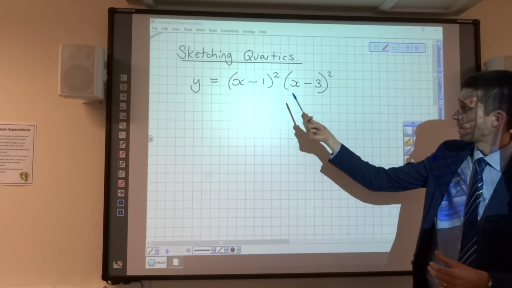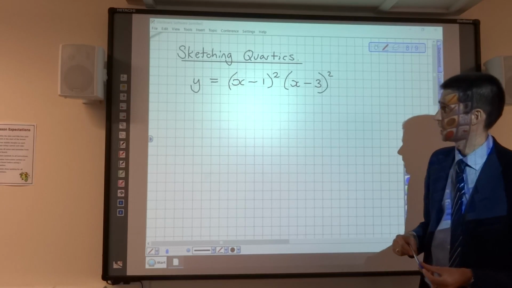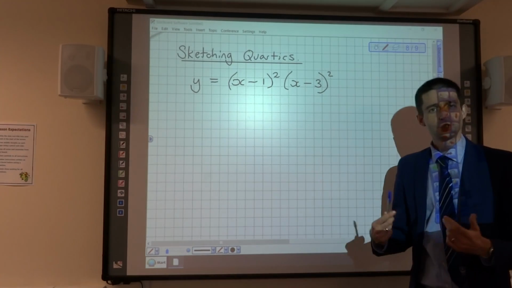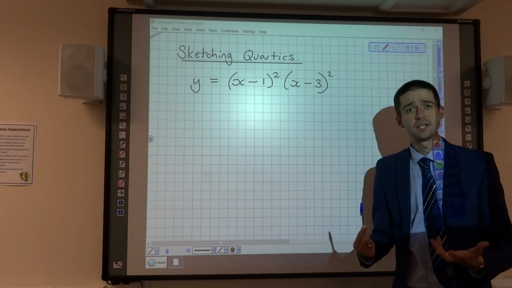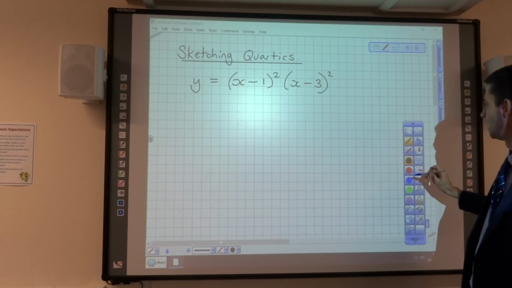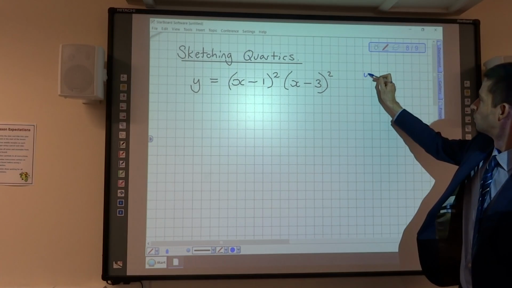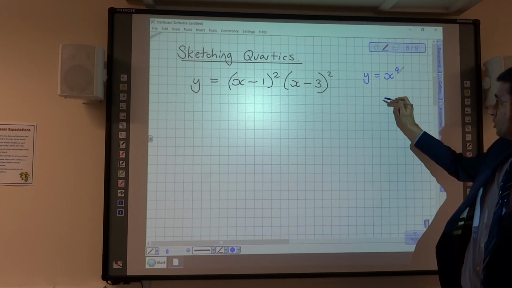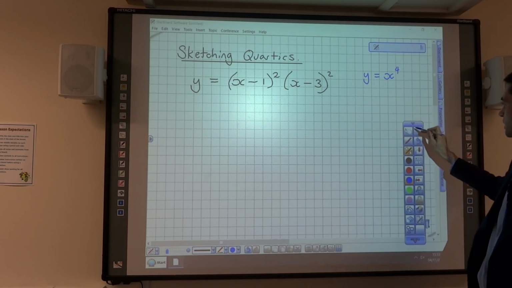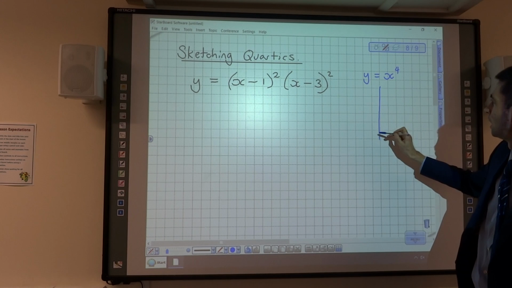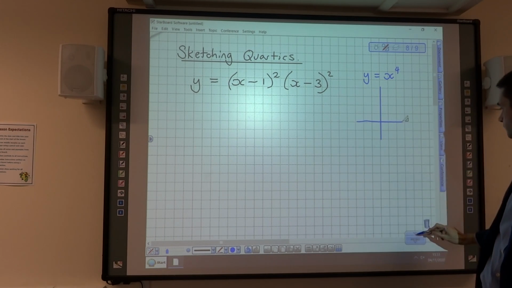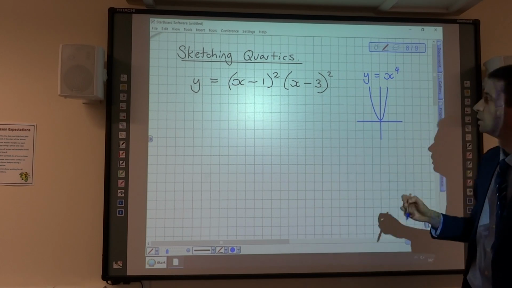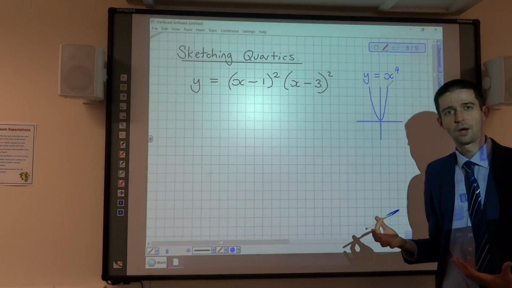So, here we have our first example, y equals (x minus 1) all squared, (x minus 3) all squared. I just want to talk briefly about the basic shape of a quartic graph. Y equals x to the power of 4. The original shape of this, if I just sketch it out on an axis quickly, looks like so. Y equals x to the power of 4.